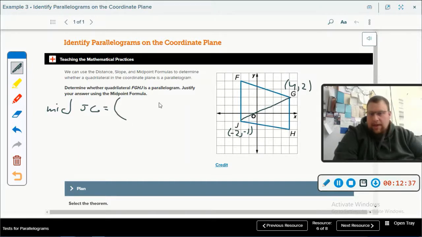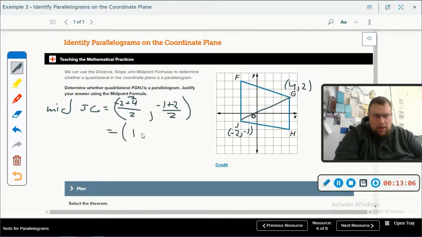Remember, we're going to average the x and average the y. So we're going to add the x values together. So negative 2 plus 4, divided by 2, should be my midpoint x value. And to get my y values, I'm going to add them together, negative 1 plus 2, and divide that by 2. You just average the points. Negative 2 plus 4 is 2. 2 divided by 2 equals 1. And negative 1 plus 2 is 1, and 1 divided by 2 is just 1/2, right? Just going to leave it like that.